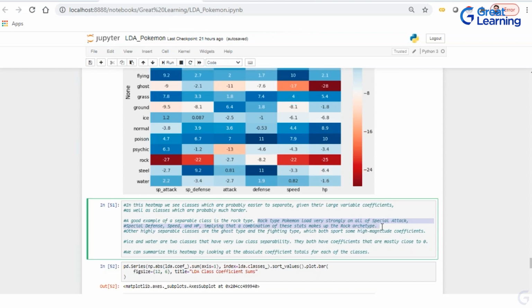And so what we can say is, the rock archetype of Pokemon is clearly coming out by studying its SP attack, SP defense, attack, defense, speed, HP characteristics, because we are able to see a lot of dependency of this archetype on these characteristics. Whereas something like ice and water, they have very little separability, which in other words means that I won't be able to classify or separate them on a linear basis. That's the overall idea of whether we can apply LDA or not.